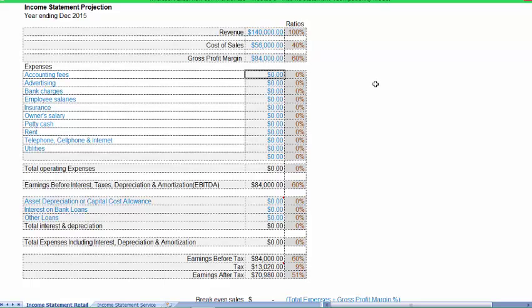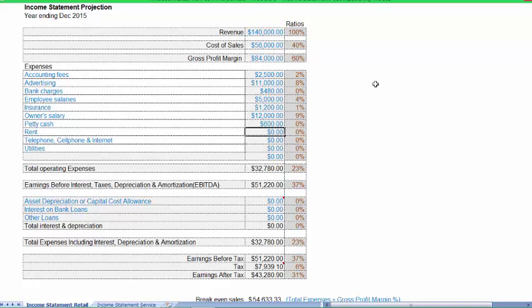Then let's put some expenses in for this business. Say the accountant is $2,500 because they incorporated. Say I spent $11,000 on advertising. A lot of money on advertising. My bank charges have been $480. My employee salaries, let's say I just had a part-time employee, so my employee salary was $5,000 for the year. Let's say I spent $1,200 on insurance. My salary, I only took a $12,000 salary. My petty cash was $600, and I'm just coming up with numbers.